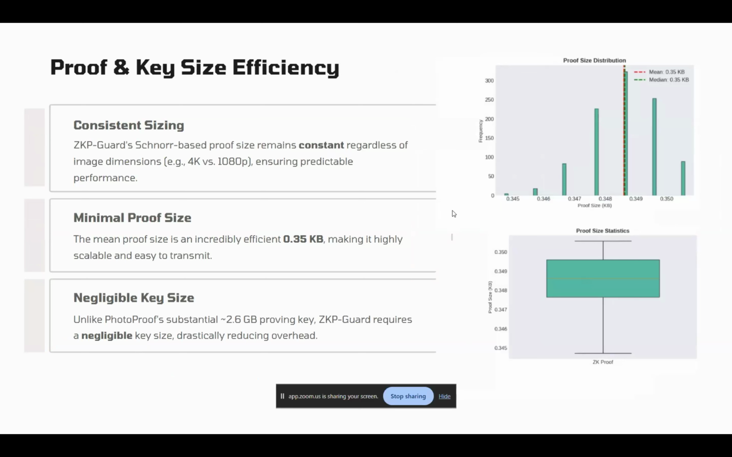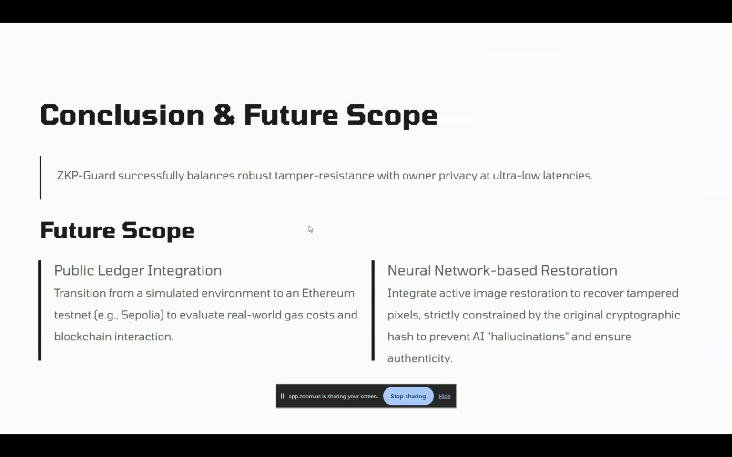And whether you are using an HD image or a 4K image, the proof size will remain the same, because the proofs are ultimately made from the hash values that the particular image bits were converted to. So it will remain the same, and it's incredibly efficient. Coming to the conclusion and future scope, we are able to implement robust tamper resistance, and the future scope is public ledger integration.